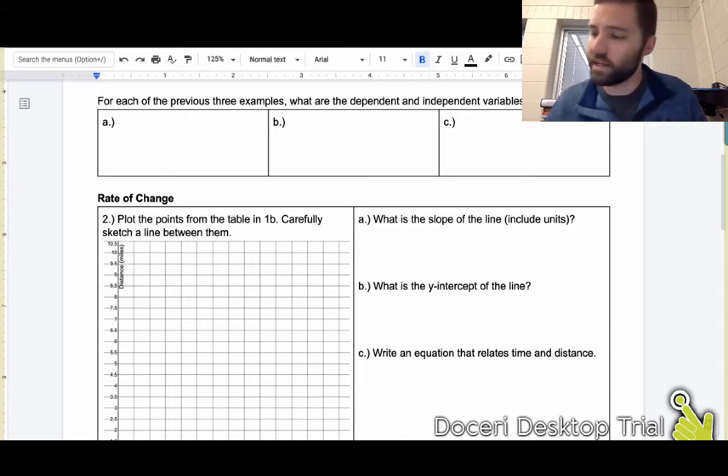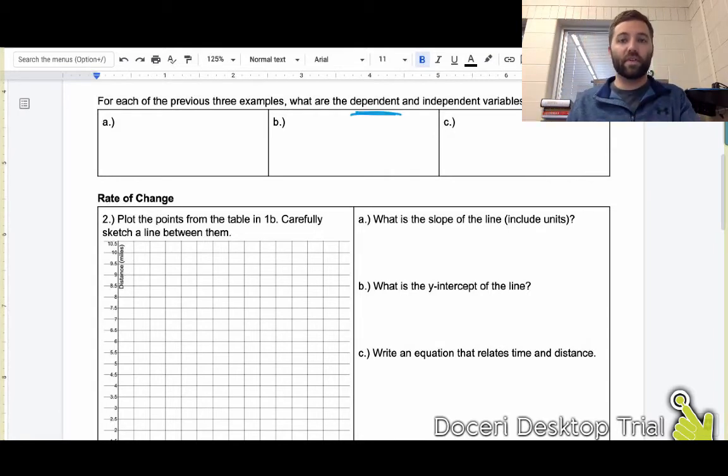So dependent and independent variables. The independent variable is the variable that doesn't depend on anything else. For instance, lots of times it is time, and typically it doesn't depend on whatever you're comparing it to. So time doesn't depend on distance. The distance is dependent on the time. So let's look at A first though.